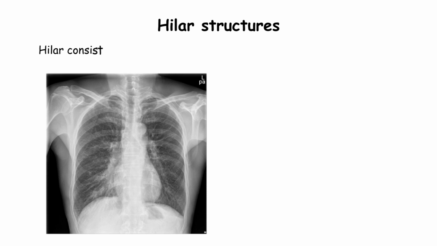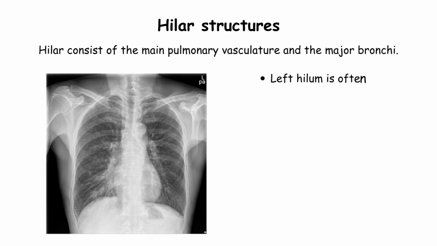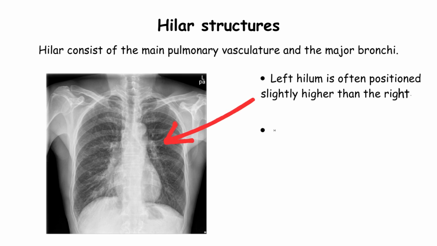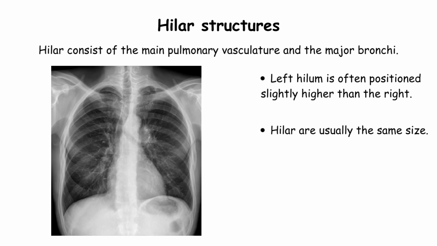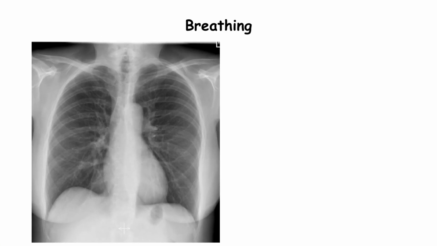The hilum consists of the main pulmonary vasculature and the main bronchi. Lymph nodes are not usually seen. The left hilum is often positioned slightly higher than the right, but there are variations. The size of the hilum is usually the same, so asymmetry should give rise to suspicion of pathology.